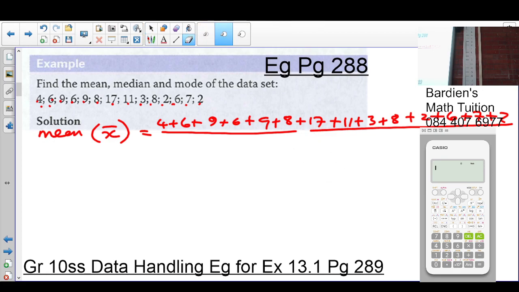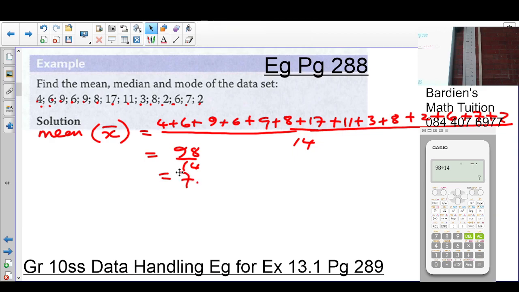So what we do is we punch it in the calculator. 4 plus 6 is 10, is 19, 25, 34, 42, 52, 59, 60, 70, 81, 83, 89, 91, 98. I'm getting 98. So 98 over 14 is going to give an answer of 7.